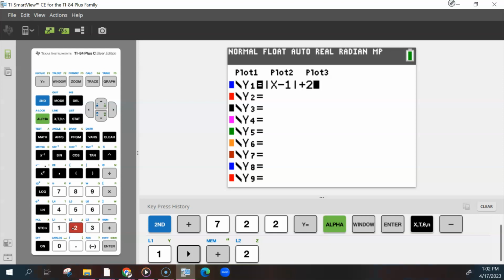Alpha window, and then ADS. Once you have that in, go into your table, second graph.